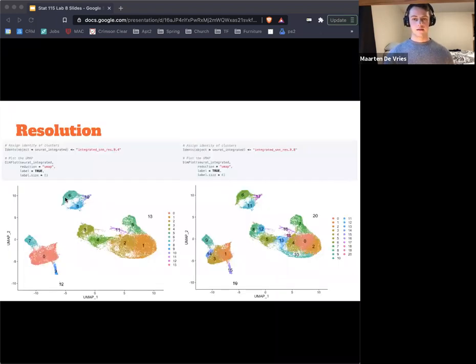But here I show you an example. On the left, you see a resolution of 0.4. On the right, you see 0.8. On the right, you see a lot more clusters. The intuitive idea is that you can make the granularity as fine as you want. Do you just want to annotate a cluster of T cells, or do you actually want to annotate CD4 plus T cells and CD8 plus T cells? That is up to you. And by tweaking the parameters, you can tweak the granularity of your clustering.